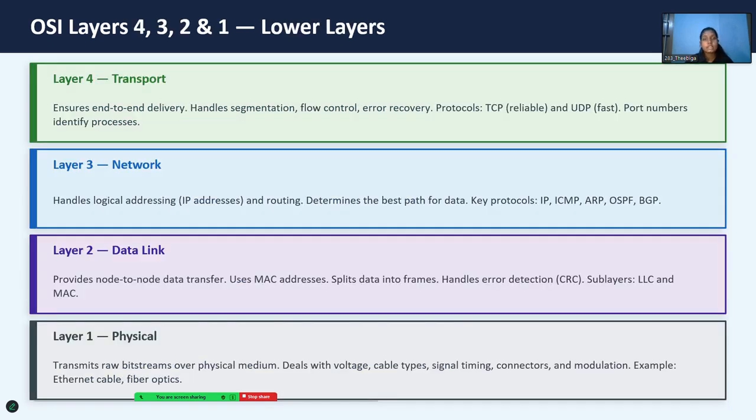Next, OSI layers in lower layers. The lower 4 layers are where data physically moves from one device to another, and each layer plays a very specific role in making that happen reliably.